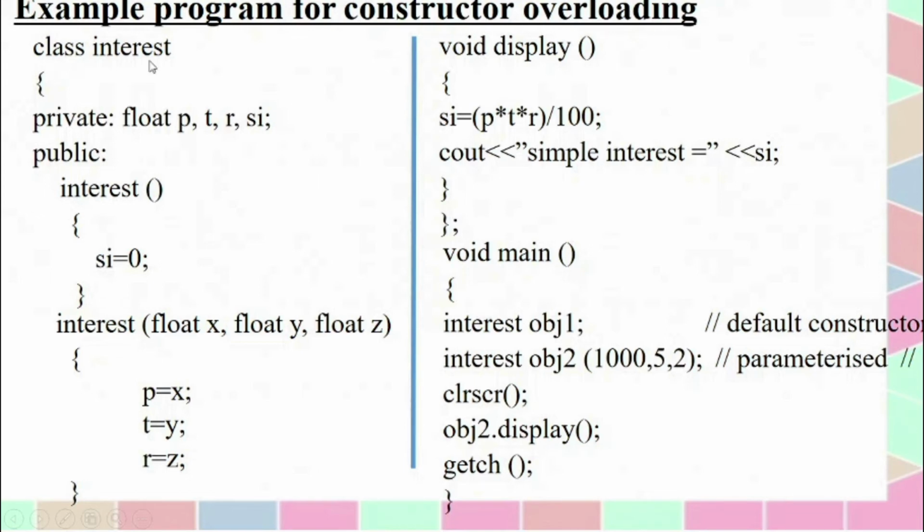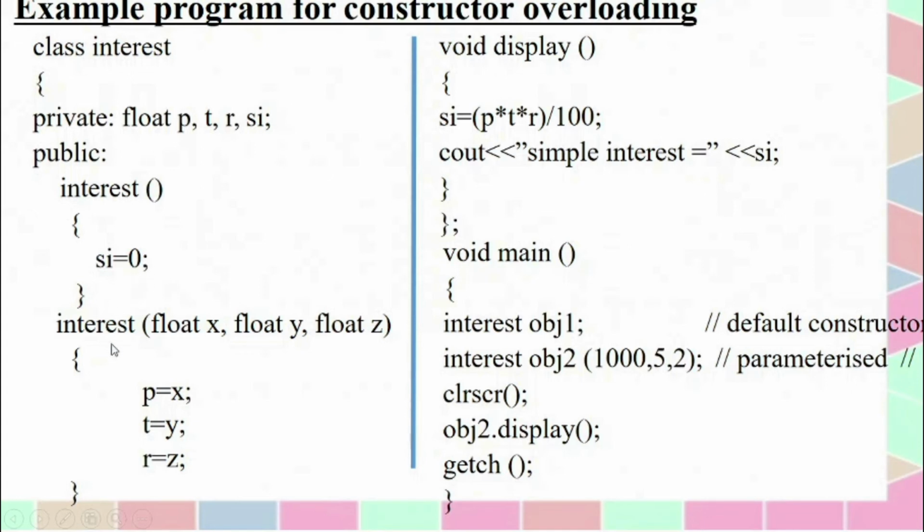Now see, this program is to calculate the simple interest. So we are declaring the class name as interest, and in the private declaration we declare all the input values like float p, t, r, and si is the output variable to store the answer. Then in the public declaration, the first constructor function is interest with no arguments. That is why it is known as the default constructor, and it is used to initialize the variable si. That variable will get the value 0.